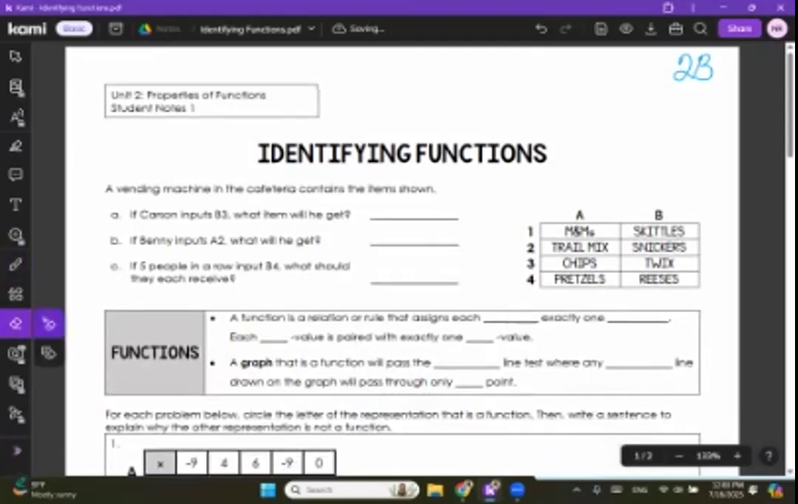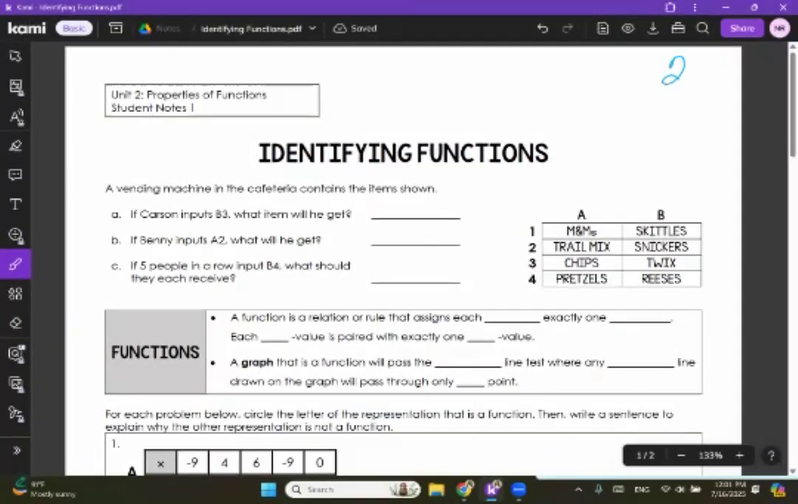And of course, technical glitches as always. But for this lesson, you will not need a calculator. Yay, right? Identifying functions.